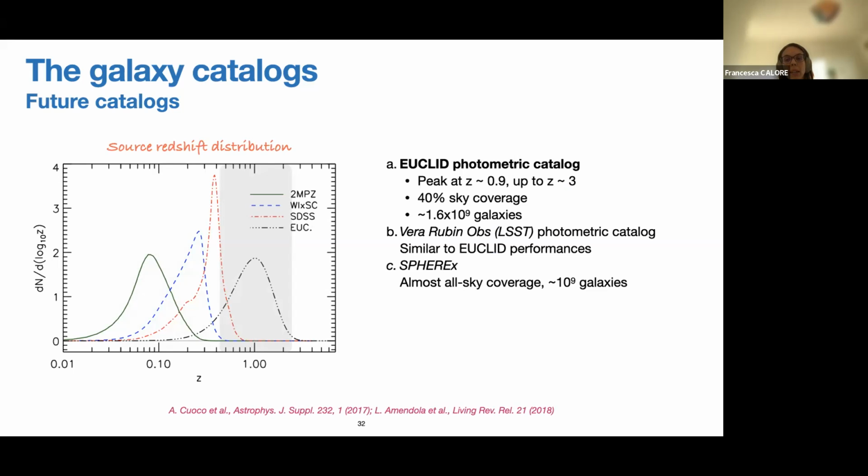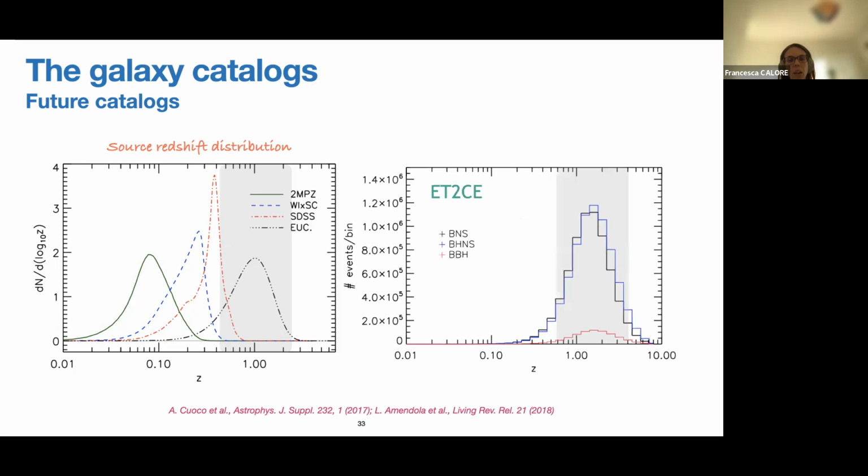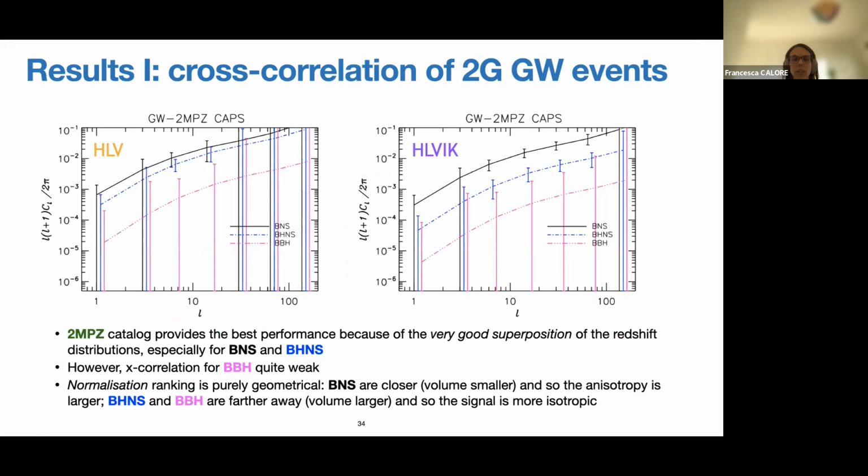The Euclid photometric catalog is an example of a future catalog that we have been using to make cross correlation with the 3G detector configuration. This will be peaked at around 1 in redshift space with a tail up to 3, has a 40% sky coverage, and about 10 to the 9 galaxies will be discovered. There are other catalogs that we haven't really been using for our forecast, like the Vera Rubin LSST photometric catalog and SPHEREx, but we do expect similar performances to the Euclid one. Looking at how the window function for this future catalog matches the 3G detector configuration, we see that it really falls in the peak of the distribution.